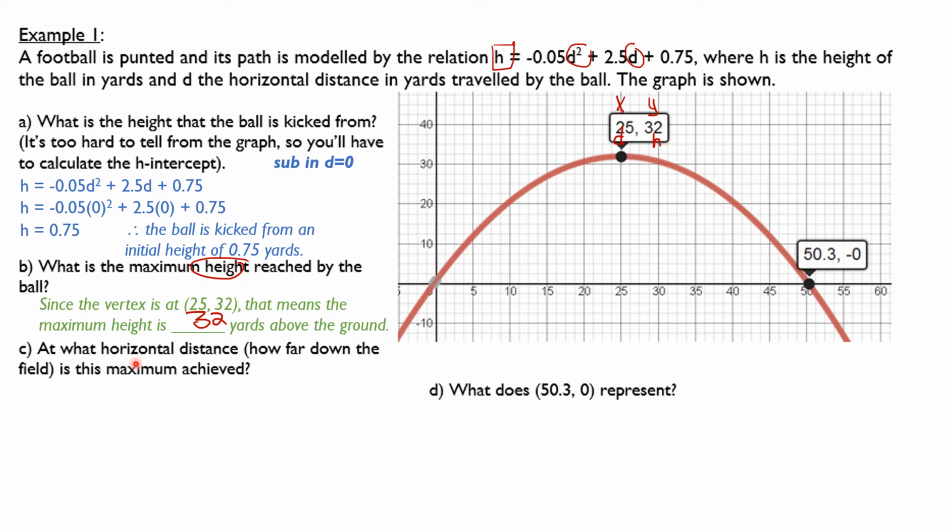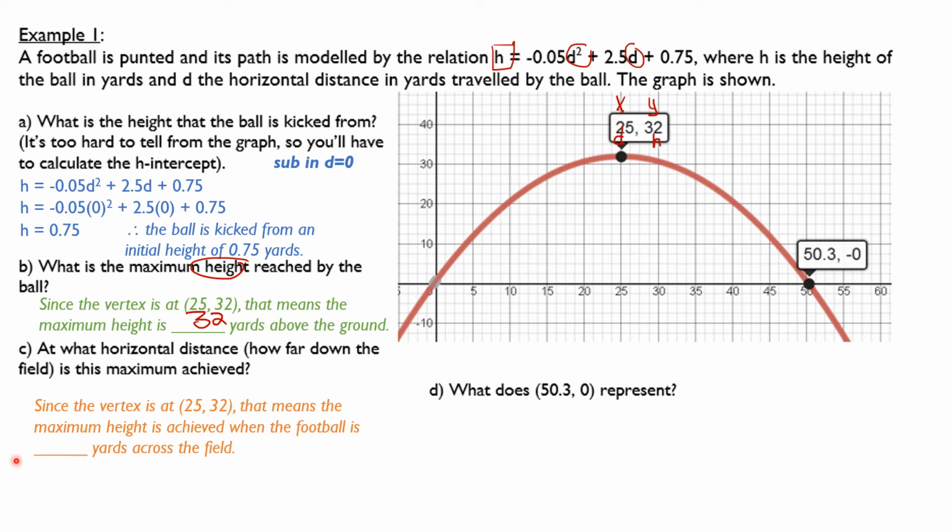Part C, at what horizontal distance, so how far down the field, is this maximum achieved? So this is your field down here, and this is your football going up and coming back down again. So how far along, after it's been kicked, is the maximum achieved? So again, it's one of these two numbers here. Again, the vertex is at 25, 32. So that means the maximum height is achieved when the football is how many yards across the field?